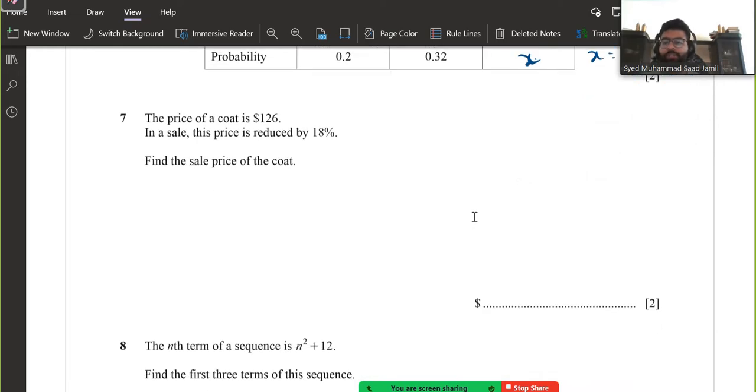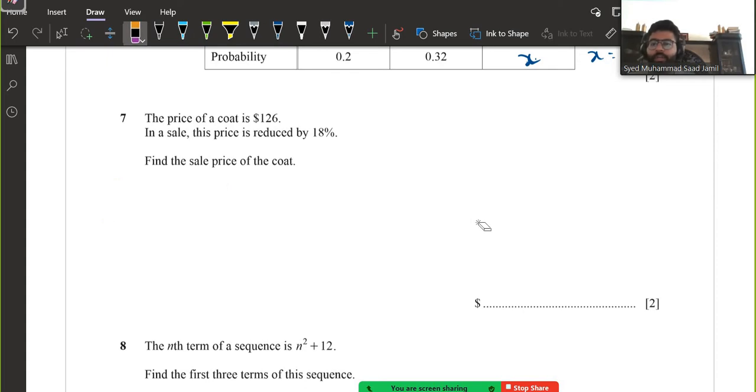Moving on to question 7, it says the price of a coat is $126. In a sale, this price is reduced by 18%. Find the sale price of the coat. There are several ways to do this question. I particularly like this one. So first of all, just write over here coat, write over here dollars. So basically the price of a coat is 126. This one, sorry, I made a mistake over here.